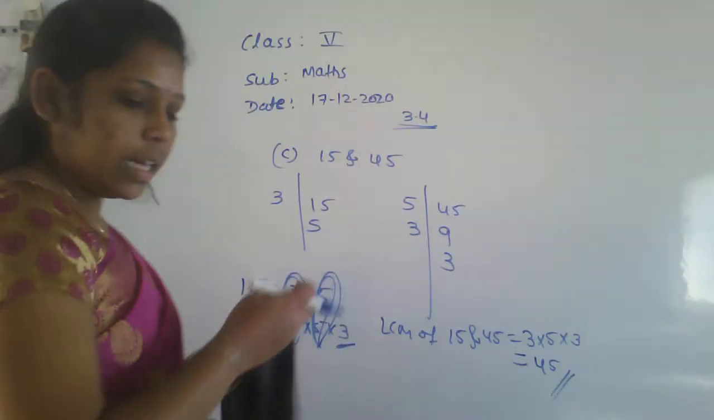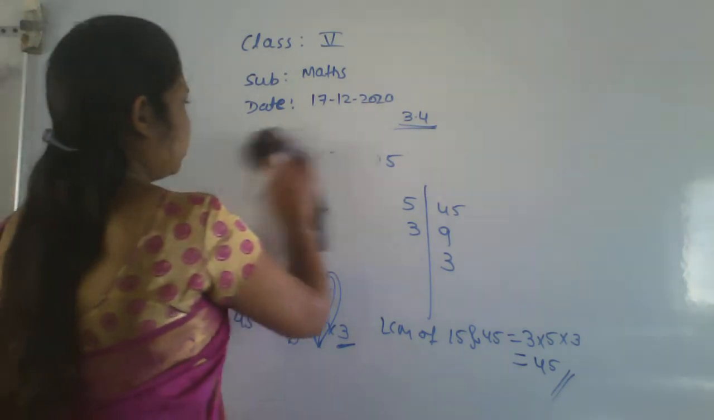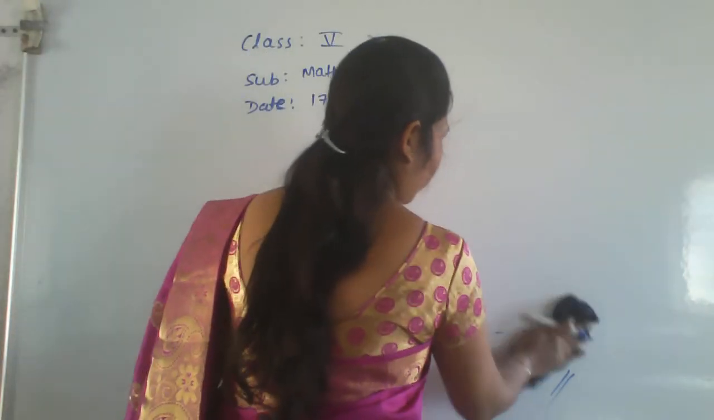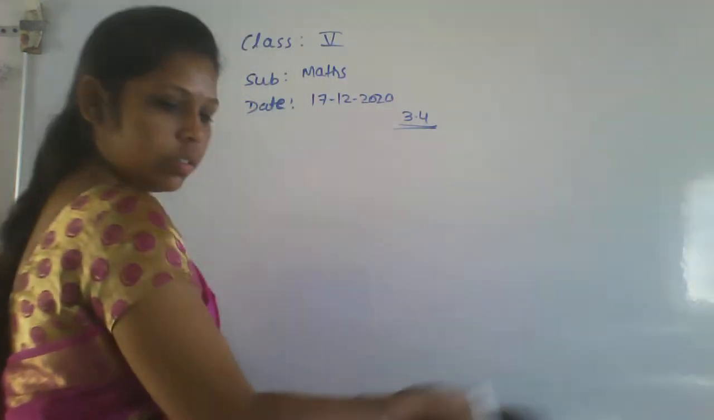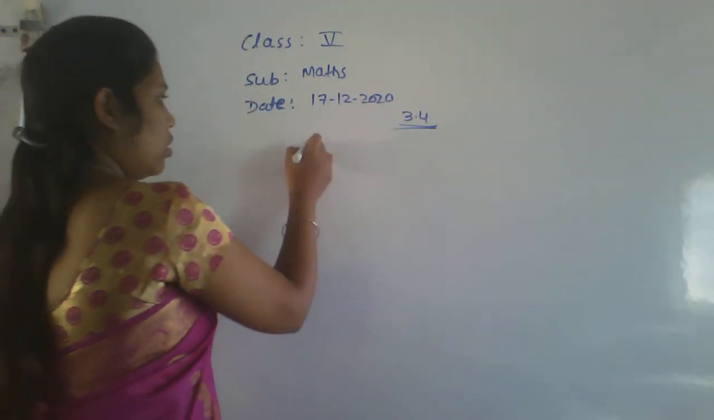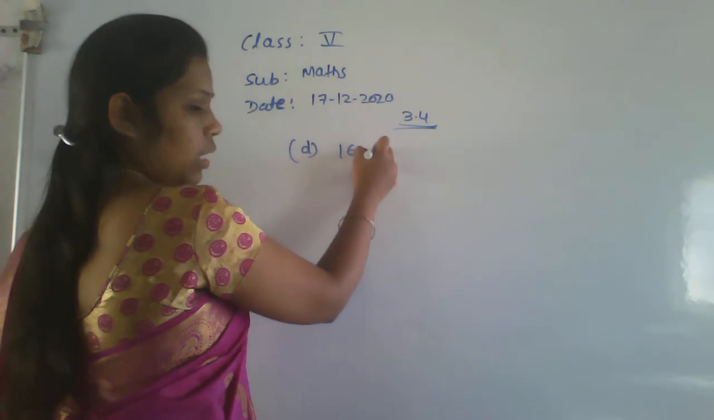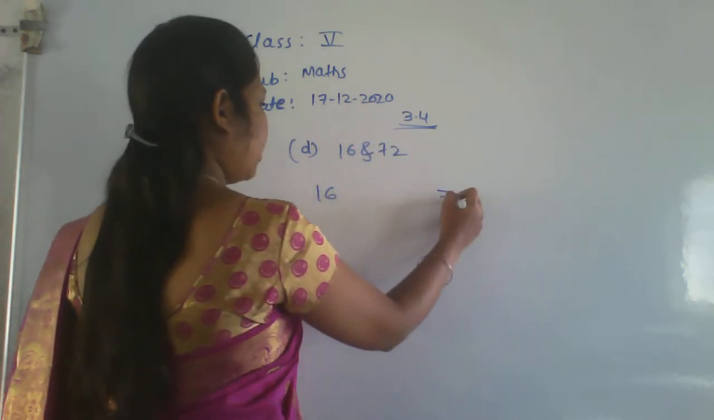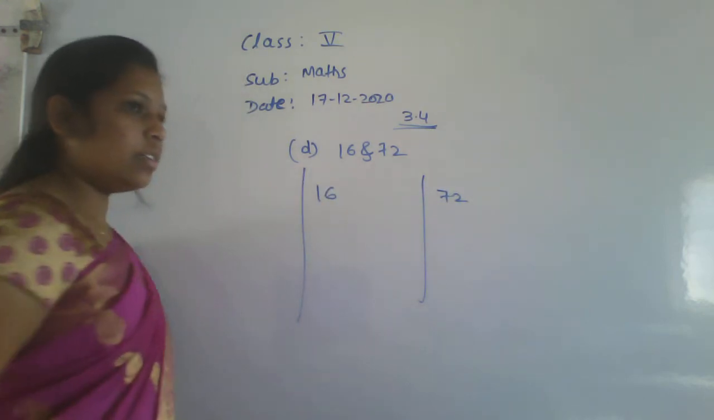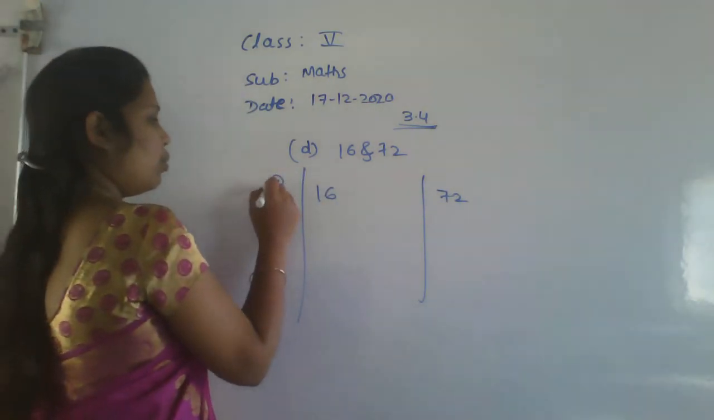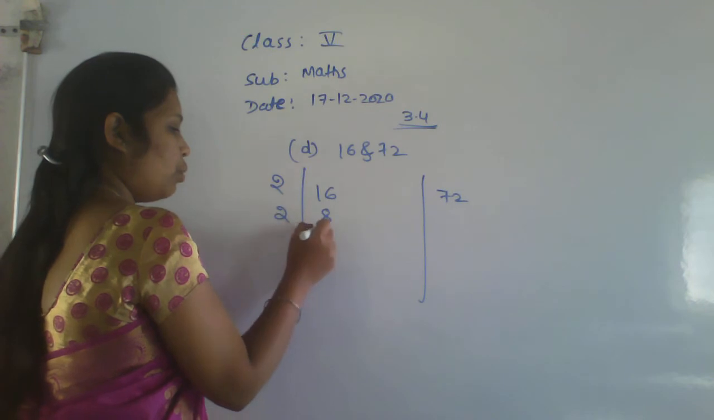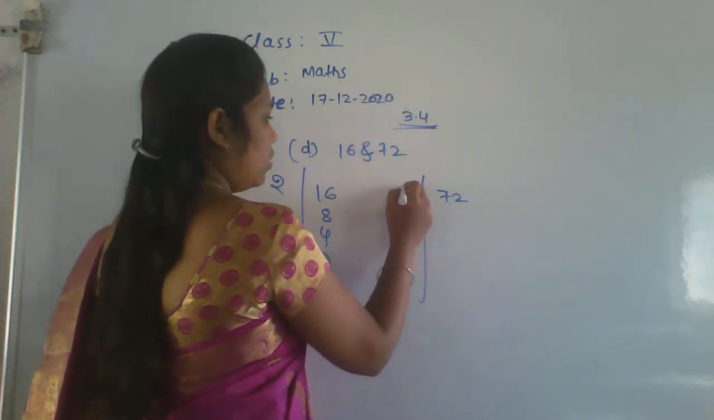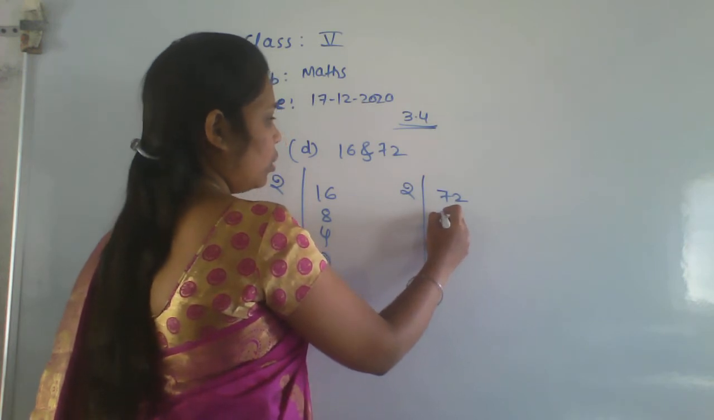Now go for the D problem. What is the D one? 16 and 17. Now find the prime factors here first. The prime factors are 2 8s are 16, 2 4s are 8, 2 2s are 4. Next take 2 again, 2 3s are 6.